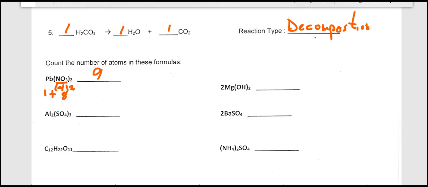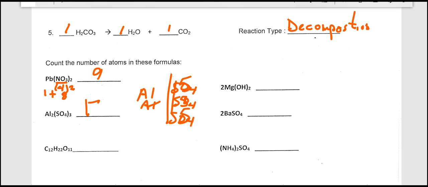Just to show you what this looks like in a more drawn out view, I'll put it over here. This is 2 aluminum atoms and 3 sulfates, SO4. See that? 3 sulfates. So this is 5, and this is 5, and this is 5. That's a total of 15 atoms, plus 2 is 17 atoms.